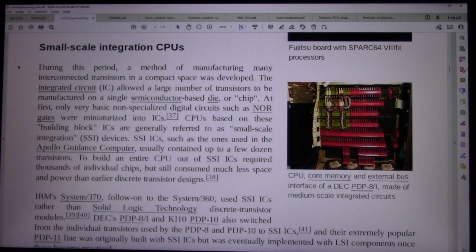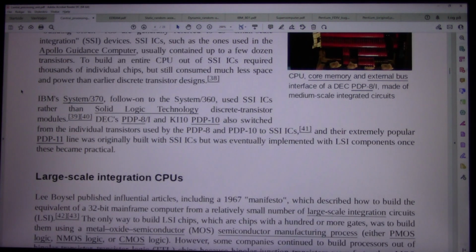CPUs based on these building block ICs are generally referred to as small-scale integration, SSI, devices. SSI ICs, such as the ones used in the Apollo guidance computer, usually contained up to a few dozen transistors. To build an entire CPU out of SSI ICs required thousands of individual chips, but still consumed much less space and power than earlier discrete transistor designs.